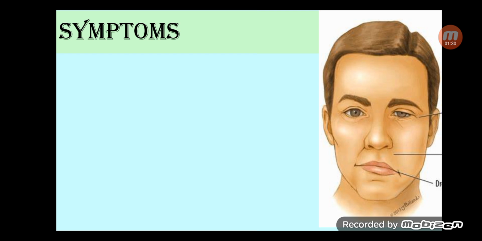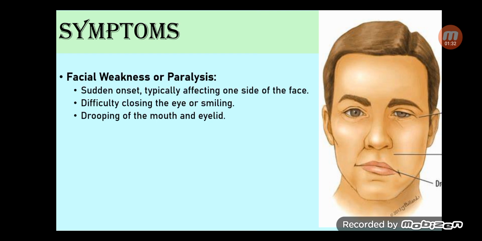Now we will talk about symptoms of Bell's palsy. Symptoms of Bell's palsy include facial weakness or paralysis, which includes sudden onset, typically affecting one side of the face, difficulty closing the eyes or smiling, and drooping of the mouth and eyelid.